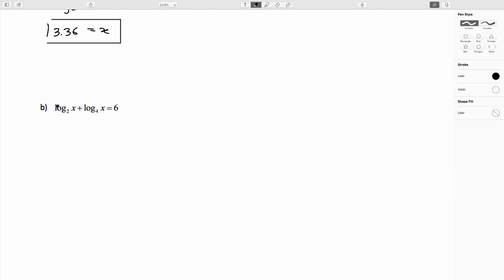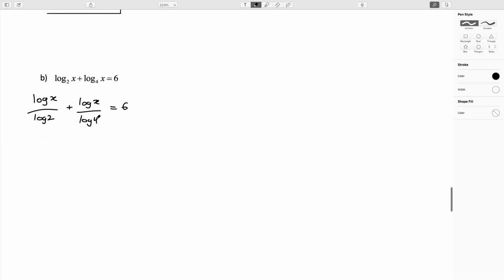So we can do that. Log base 2 of x can be written as log of x divided by log of 2. And log base 4 of x can be written as log of x divided by log of 4. And that's going to equal 6. Okay. We can do this a few different ways. If you can turn this into 2 squared, pull your 2 out, and then you'll have log of x and log of 2's. We don't really have to do it like that. We can just leave it like this.